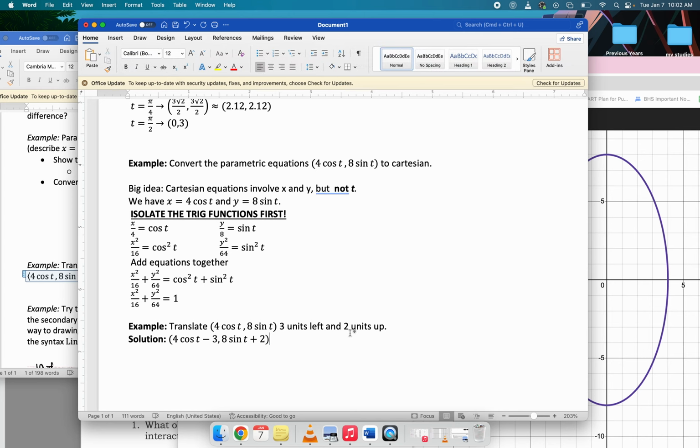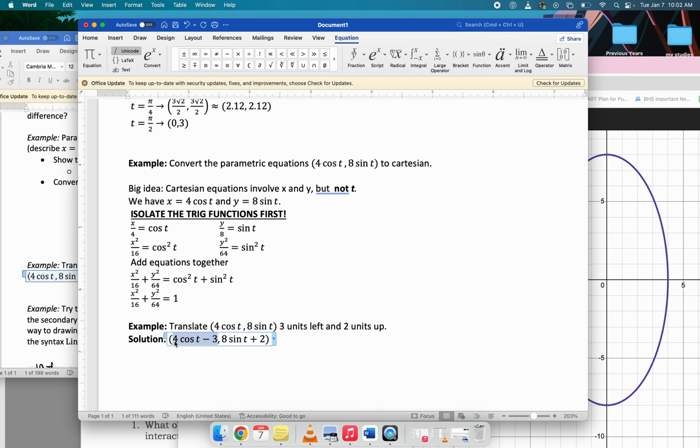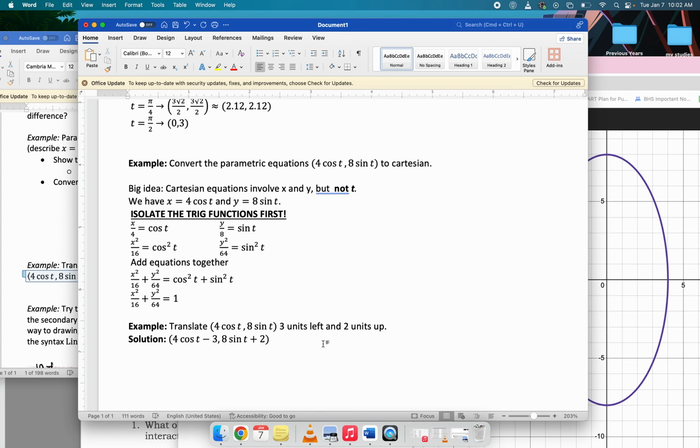Why does that work? Well, remember, this first function here is a formula for the x-coordinates of the points on the graph. If you subtract 3 from that formula, you're subtracting 3 from the x-coordinates of all the points on the graph. In other words, you're moving them all 3 units left. Likewise, this guy here is a formula for all the y-coordinates of the points on the graph. If you add 2 to that formula, you're adding 2 to the y-coordinates of the points. In other words, you're moving it up by 2. So translation is very, very easy in parametrics. That's definitely one of their advantages.